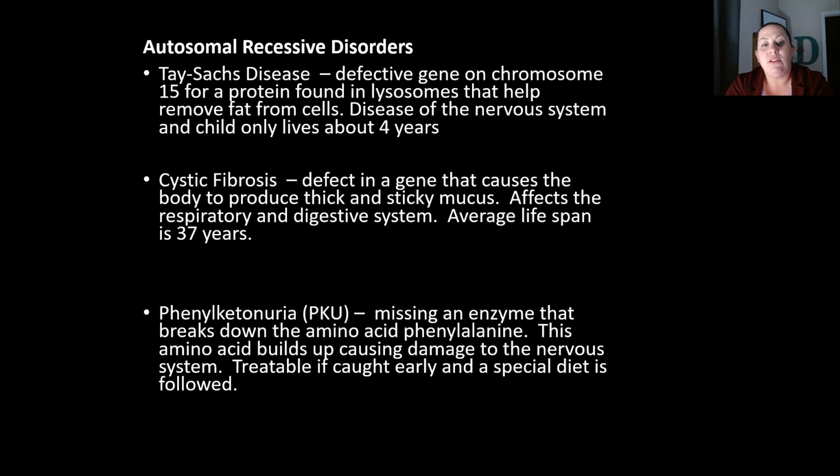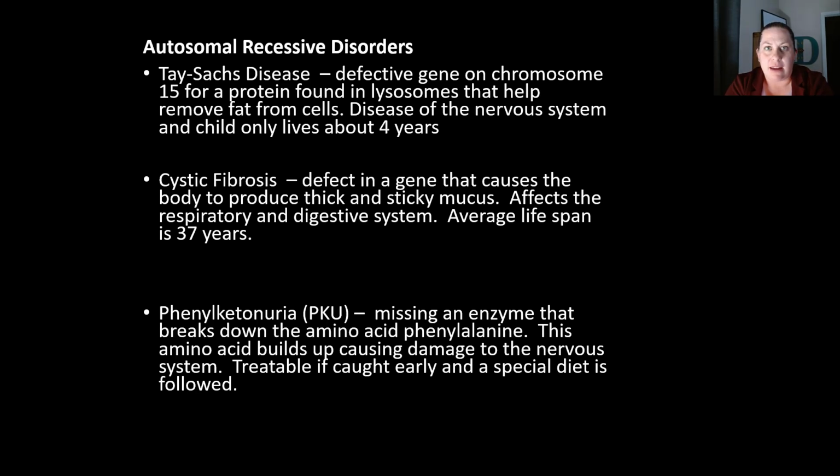The next one is phenylketonuria. This is PKU for short. This is where the child, or the individual, is missing an enzyme that breaks down the amino acid phenylalanine. And the amino acid builds up and causes damage to the nervous system. However, this is one that is actually treatable. Okay, so Tay Sachs and cystic fibrosis, we can help in a way, but there's not a whole lot we can do with that for them.